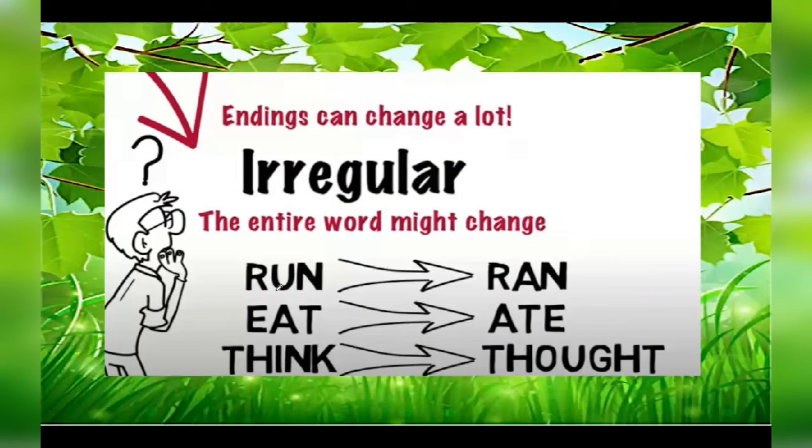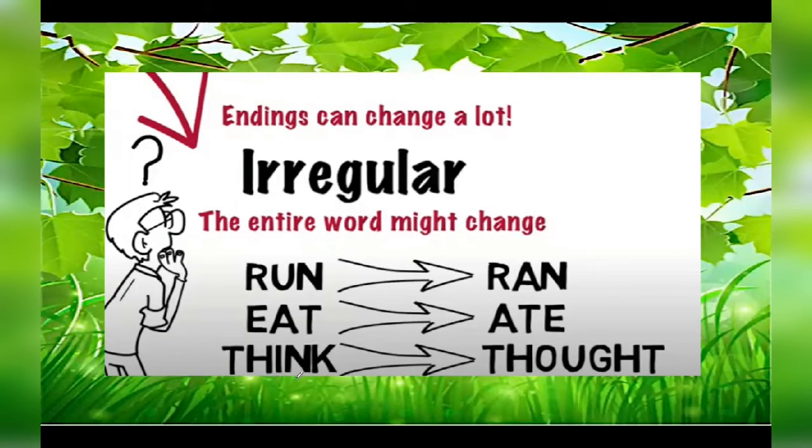For example, if we have the verb run, for making the second form of run, we haven't added D or ED in it, right? We have just replaced U with A for changing into second form. Run became ran. Same is here, eat. The whole entire spelling has been changed. The second form of eat is ate.